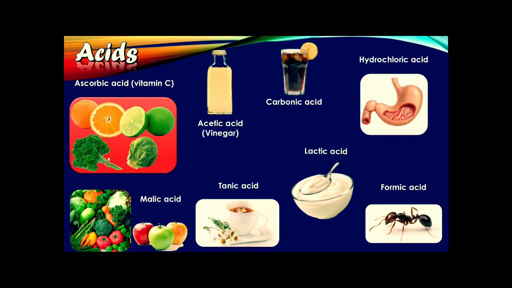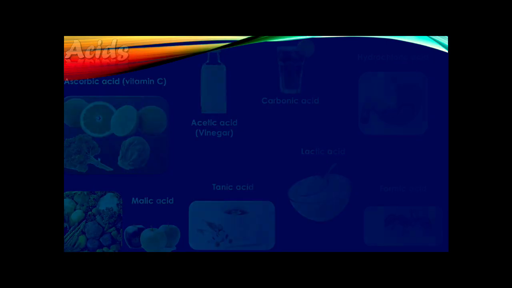Then we find lactic acid, which is present in dairy food such as yogurt, milk, etc. Then we have formic acid, which is the one produced by ants and responsible for the pain that we feel when they bite us.